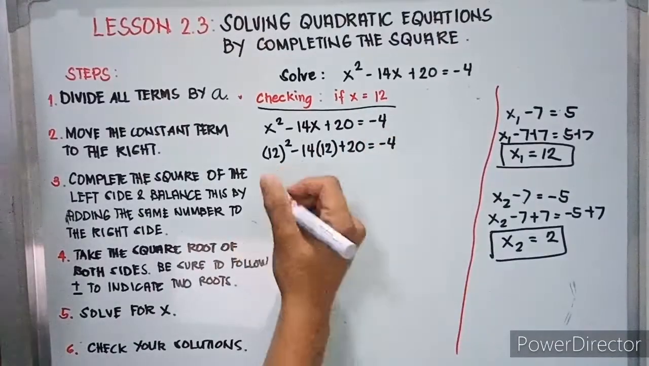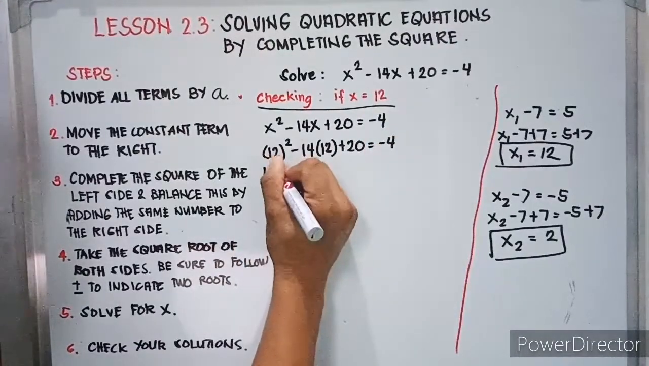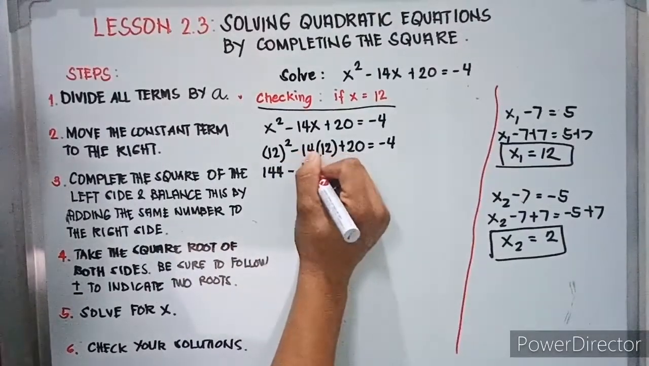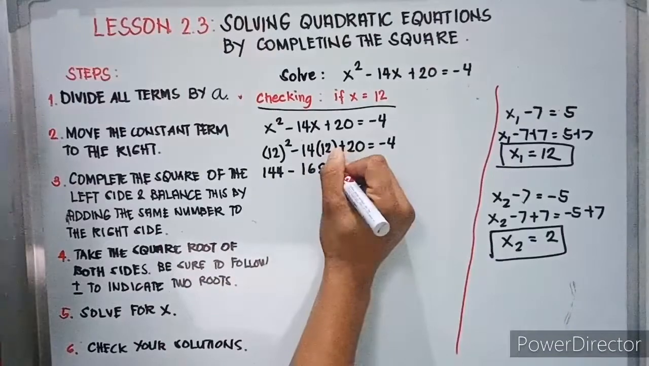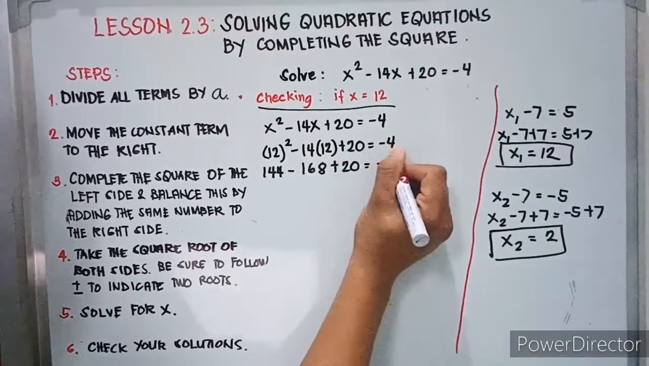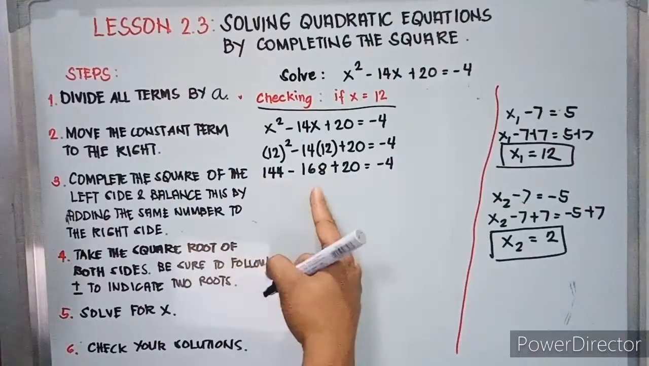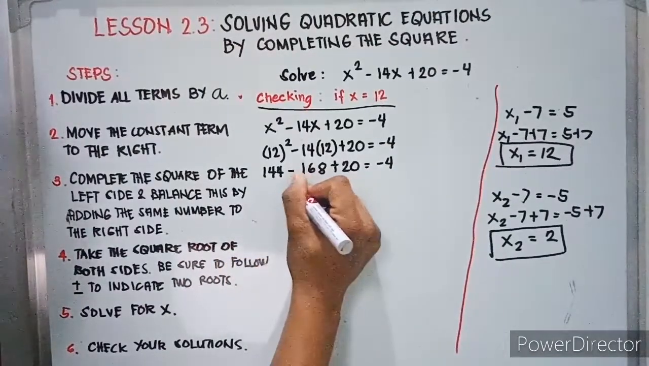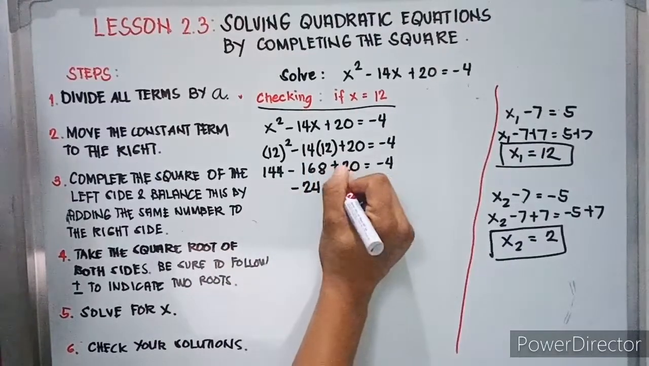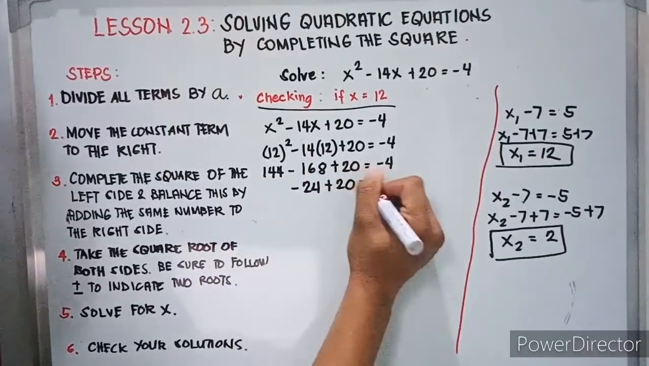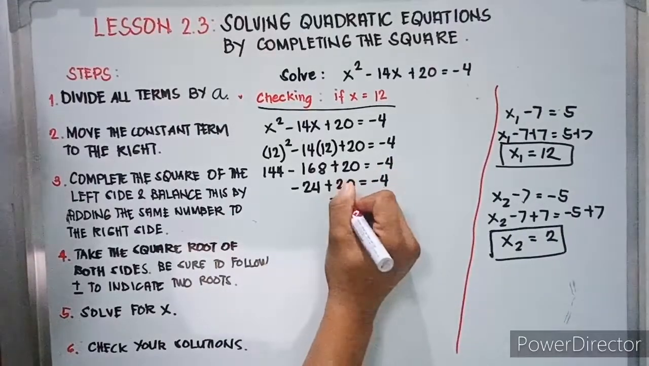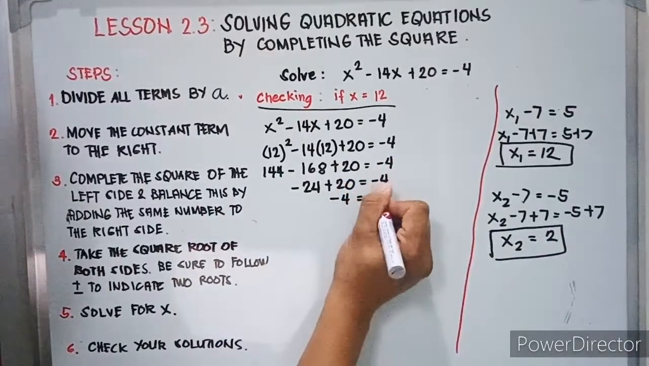So 12 times 12 is 144 minus 14 times 12 is 168 plus 20 equals negative 4. So 144 minus 168 is negative 24 plus 20 equals negative 4. Negative 24 plus 20, that is negative 4 equals negative 4.